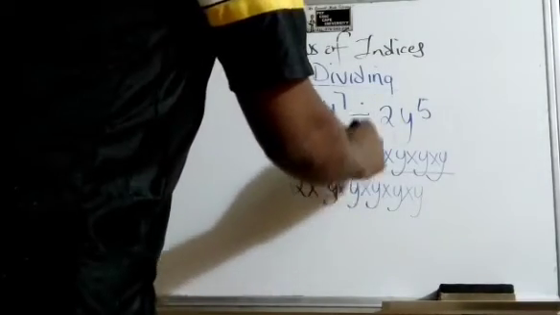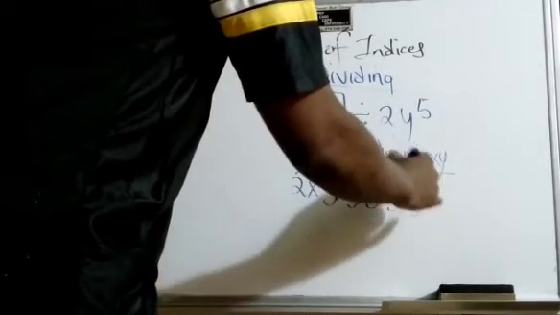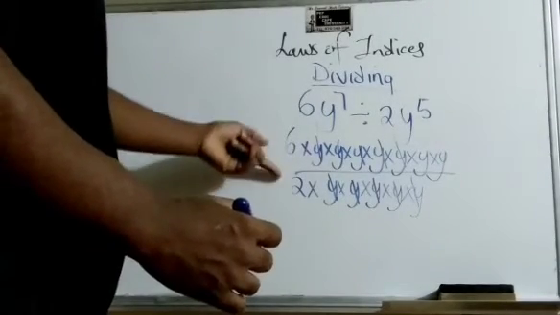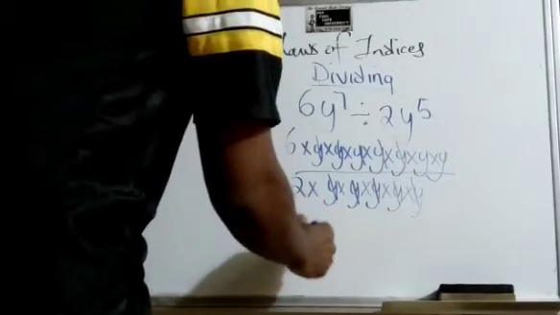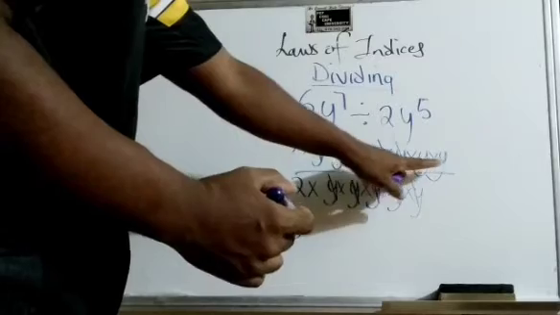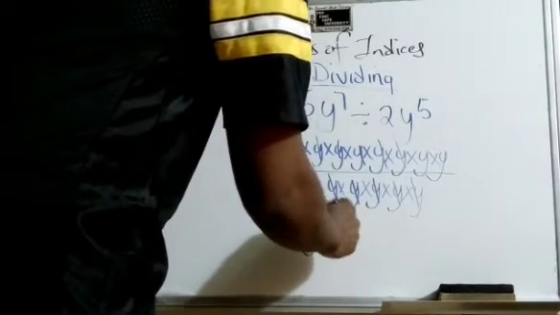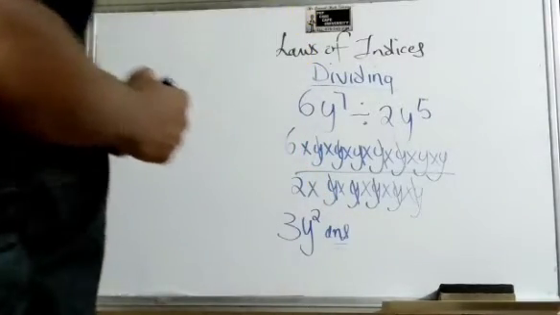This cancels this, this cancels this, this cancels this, this cancels this, this cancels this. But we must divide 6 by 2 because the line means divide. So 6 divided by 2 will give us 3. And let us count how many y's are left. 1, 2. So it will be y to the second power. That would be your answer.